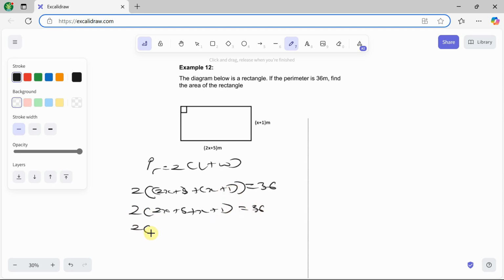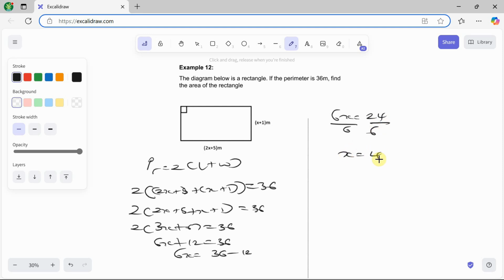So that would be 2 open brackets 2x plus x, that would be 3x, plus 5 plus 1, that would be plus 6, is equal to 36. 2 times 3x is 6x, 2 times 6 is 12, is equal to 36. So collecting like terms, that would be 6x is equal to 36 minus 12, and 6x is equal to 24. If I divide both sides by 6, my x is equal to 4.